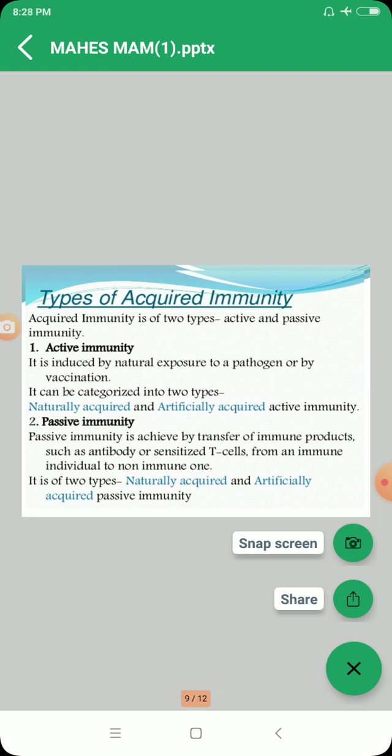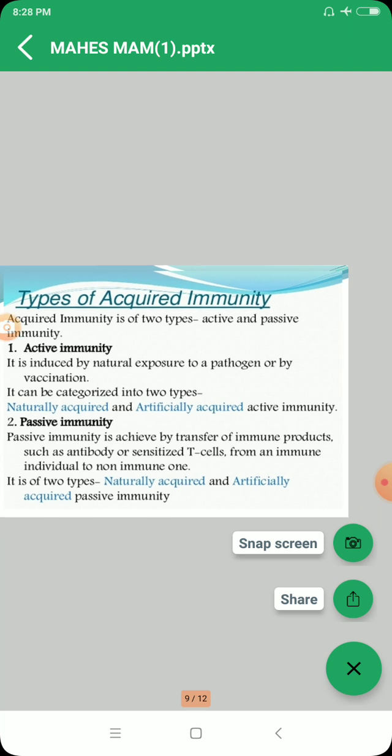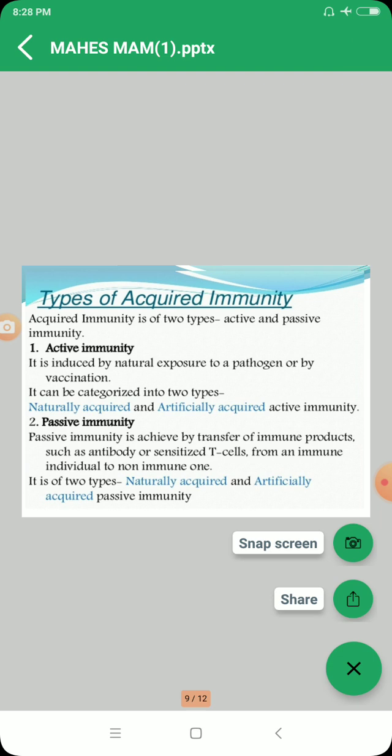Active immunity has two kinds: natural and artificial. In natural, antigens are introduced through natural exposure. In artificial, antigens are deliberately introduced in a vaccine. Passive immunity also has two kinds: natural and artificial. In natural passive immunity, antibodies from the mother are transferred to her child across the placenta or in milk. In artificial passive immunity, antibody produced in another person or an animal is injected.